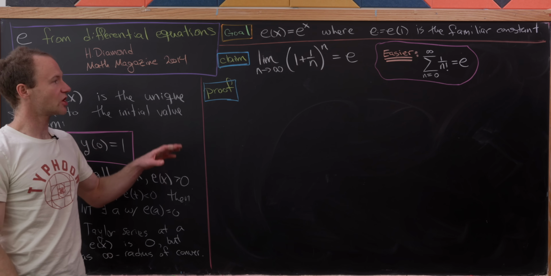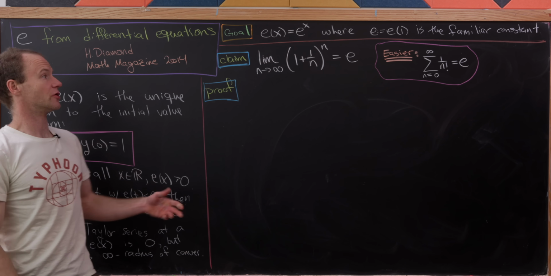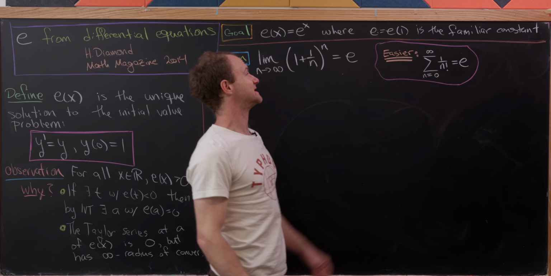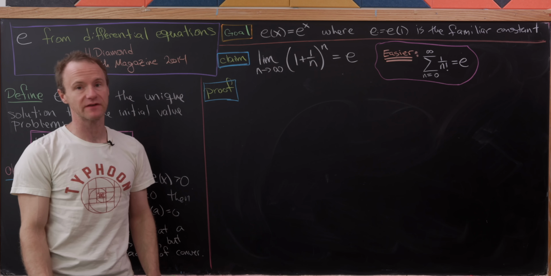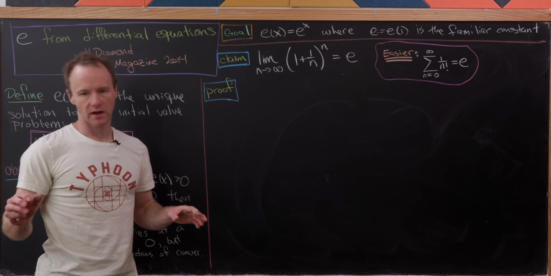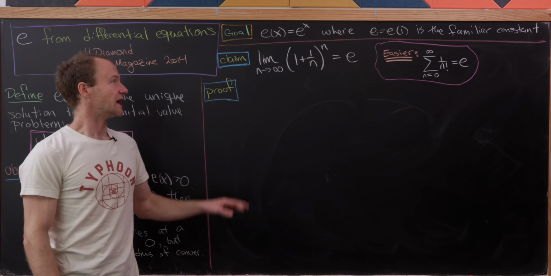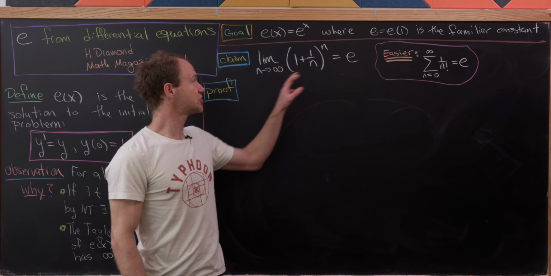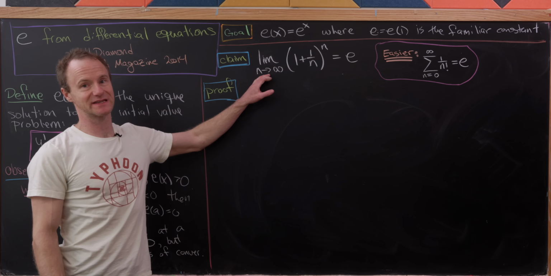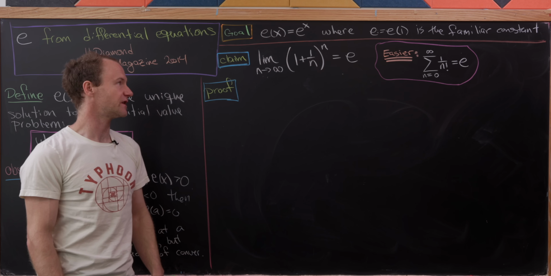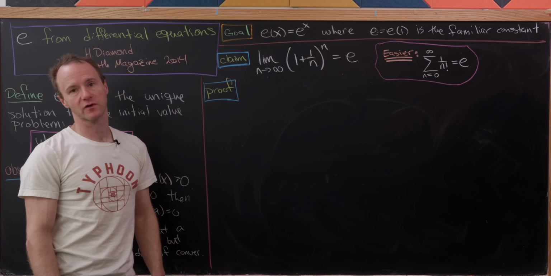Okay, everyone, so we're now going to show that our function E, which we are defining to be E evaluated at 1, where our E of x function is the one we've been talking about the whole time, is in fact equal to this very, very famous limit: the limit as n goes to infinity of (1 plus 1 over n) to the n power.